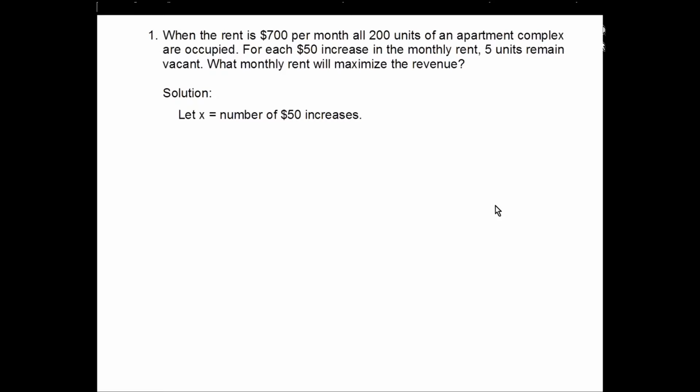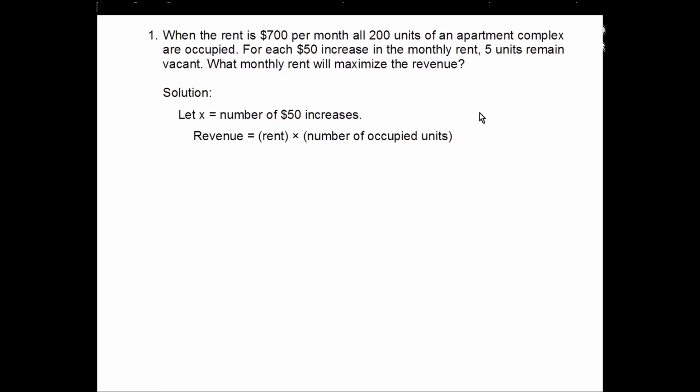So I'm going to let X equal the number of $50 increases. Because if you notice, I'm going up in $50 increments. So that's what I'm counting. I'm counting how many $50 increments I have. So notice if X is 3, the rent's gone up $150. But also notice, every time there's an X, 5 units remain empty. So if X is 2, 10 units are empty.